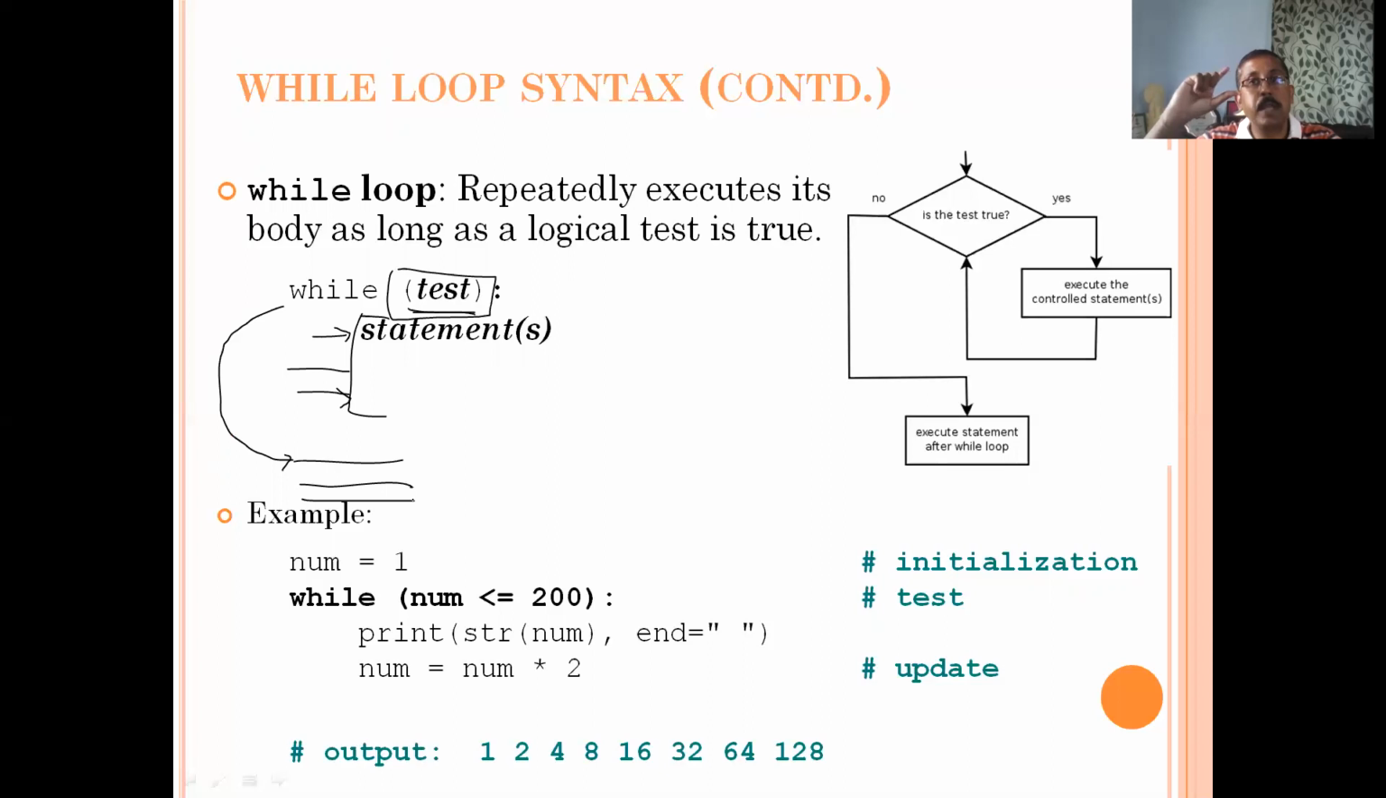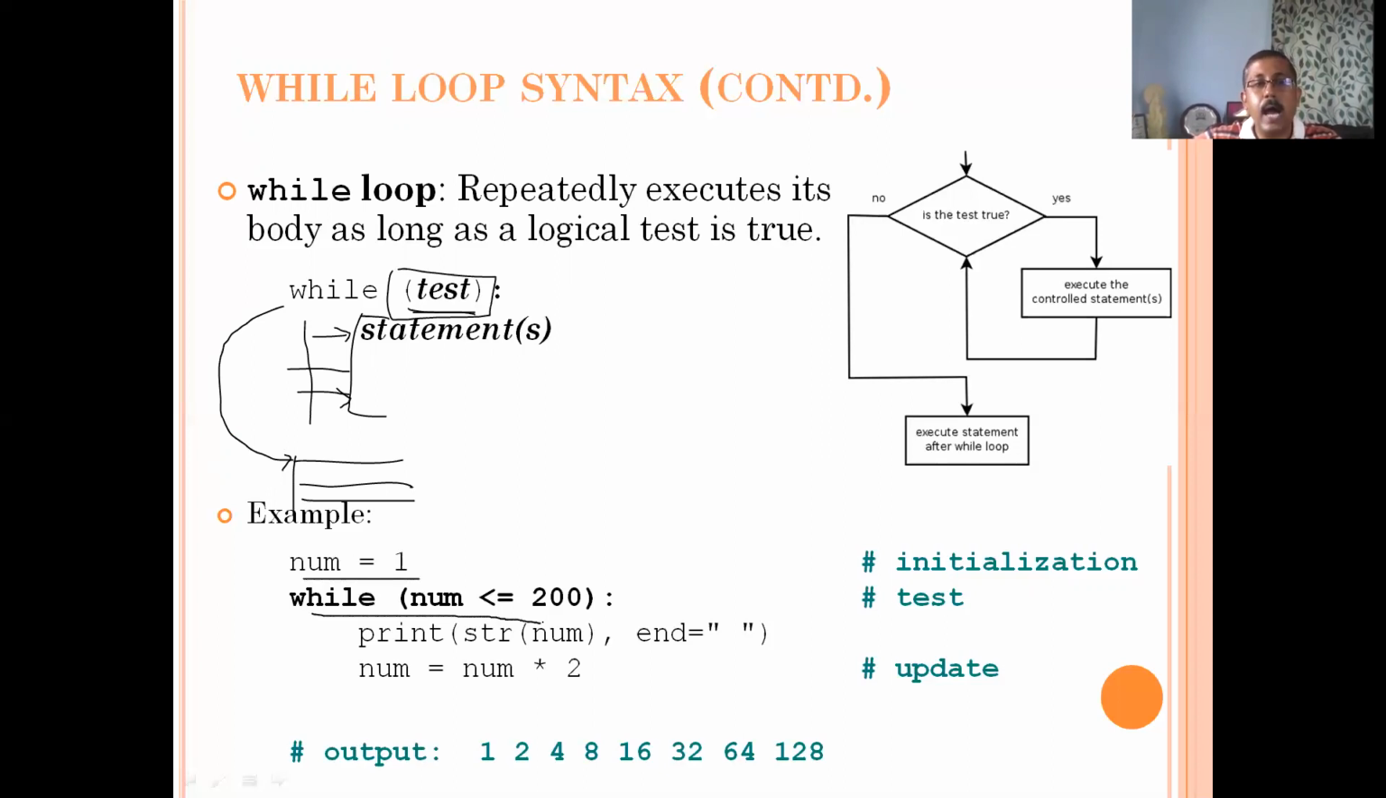So this precondition, which is given as a test condition, is extremely important. Whenever it is satisfied, it will execute the statements in the indented block. Whenever it is not satisfied, it will come out and start executing the next set of statements which are not in the indented block. An example is given here, num1.